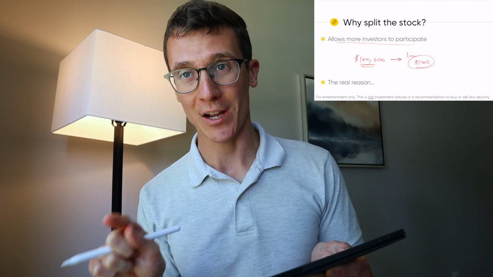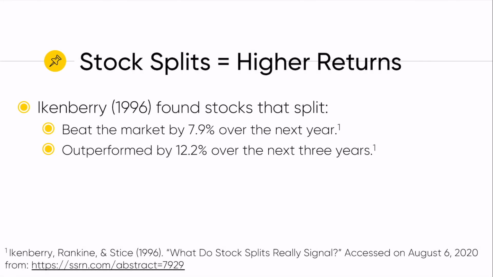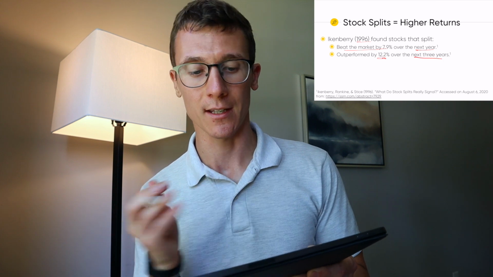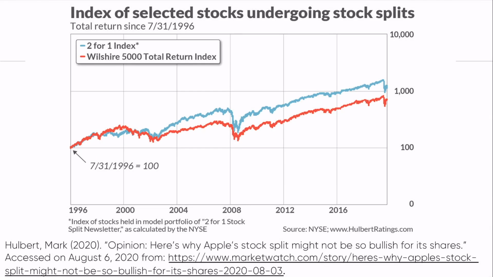The real reason, however, I think most companies do it, is that it makes their stock go up, or at least research suggests that it does. There's a study in 1996 that found that stocks that split their shares actually beat the market by 7.9% over the next year and 12% over the next 3 years. So companies split their stock because they think it's going to result in better performance. However, that does not seem to be the case in more recent years.